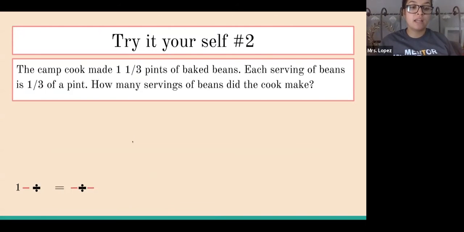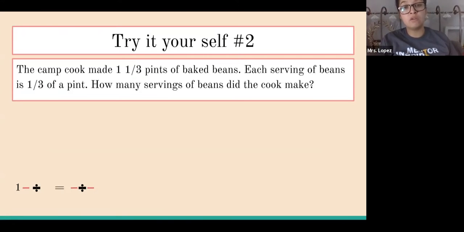So now I want you again to try it yourself. This time it's going to be a little bit different because it's going to be a mixed fraction. I'm going to read you the word problem, and then I want you to try it out yourself and figure out how many servings of beans did the cook make. So the camp cook made 1 1/3 pints of baked beans. Each serving of the beans is 1/3 of a pint. How many servings of beans did the cook make?